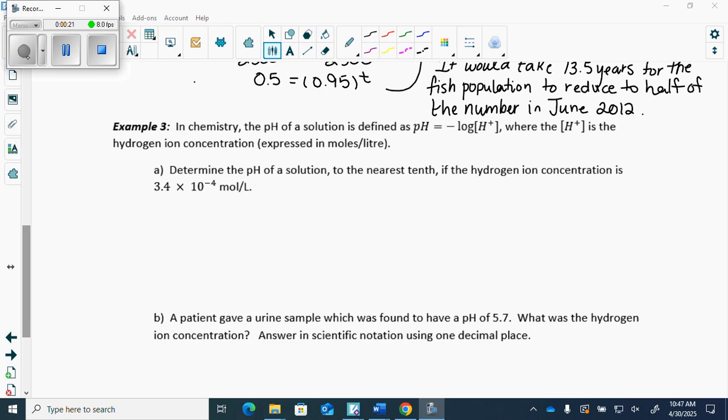Determine the pH of a solution to the nearest tenth. Very important, we're looking for the pH. Here is the hydrogen ion concentration: 3.4 times 10 to the negative 4 moles per liter. So pH equals negative log of 3.4 times 10 to the negative 4. Everyone type that into a calculator.